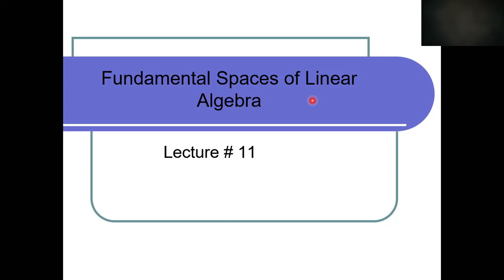This is fundamentally the crux of your chapter, which we started from vector spaces, and then subspaces, then we dealt with the linearly spanning set, then linear independence, then bases and dimensions. Then we added something related to linear transformation, and then some applications of linear transformation. And today we are dealing with the fundamental spaces of linear algebra.